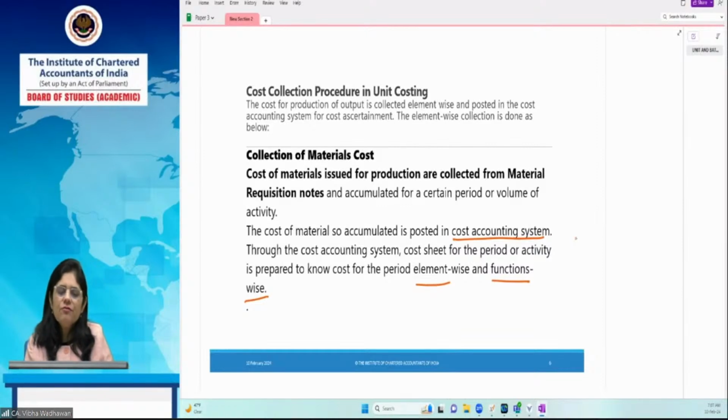But here for unit costing, everything is first recorded in the cost accounting system through accounts and entries. And then through the cost accounting system, we make the cost sheet. And then through the cost sheet, we will reach up to cost per unit. Clear? We'll be doing it and you will have a better understanding.